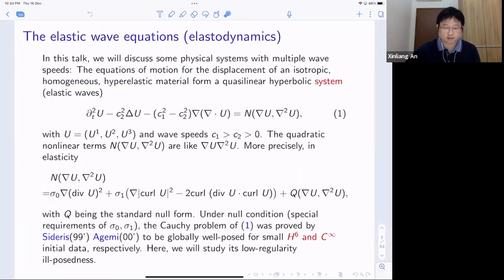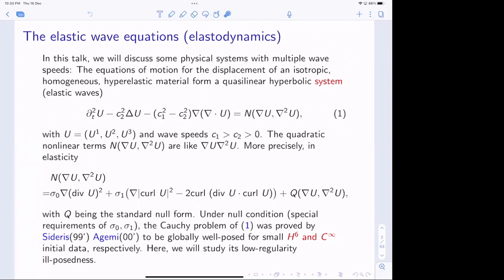In this talk, I will address two physical systems with multiple wave speeds. These are quasilinear wave systems. The first system is the elastic wave equations. The equation describes the motion of the displacement of an isotropic homogeneous hyperelastic material, and it forms a quasilinear hyperbolic system, which we also call the elastic wave system. Here capital U is a vector-valued function with components U1, U2, U3, each of them a scalar-valued unknown.